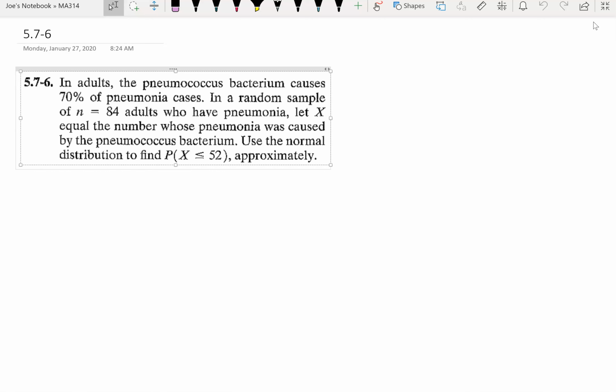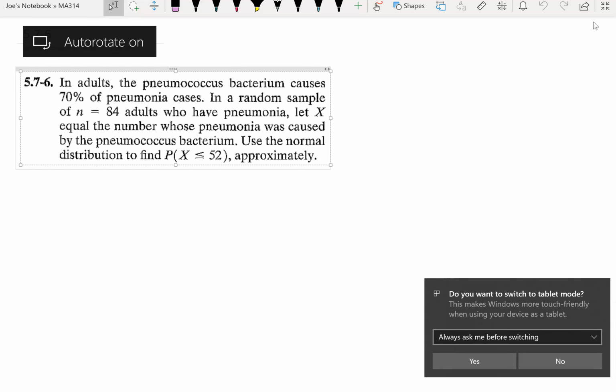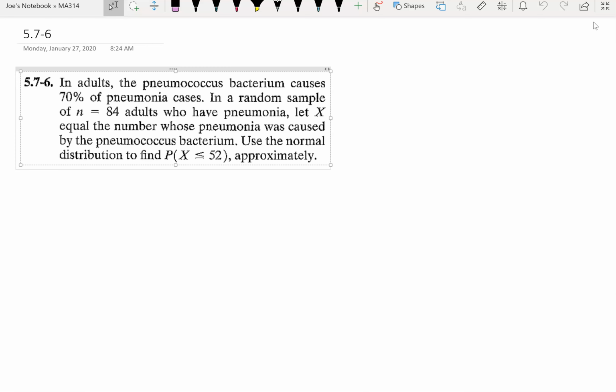All right. Well, let's talk a little bit more about the approximations to discrete distributions using the normal. We just started that on Friday, so I wanted to do some examples. I also wanted to play around a little bit more with Excel and show you a few more commands with that, and then get into maximum likelihood estimator stuff. All right, so this is 5.7-6 in your book.